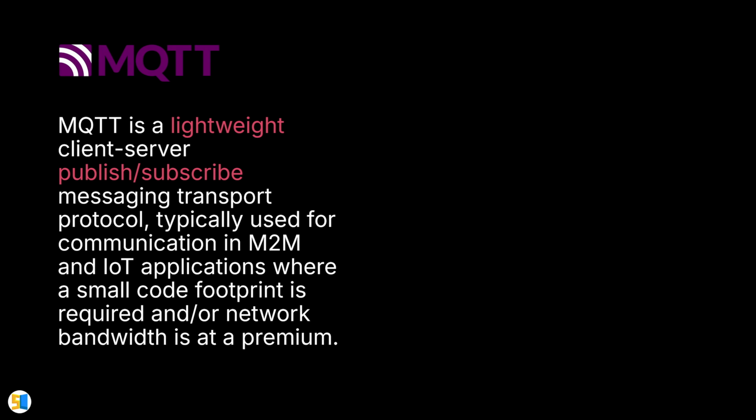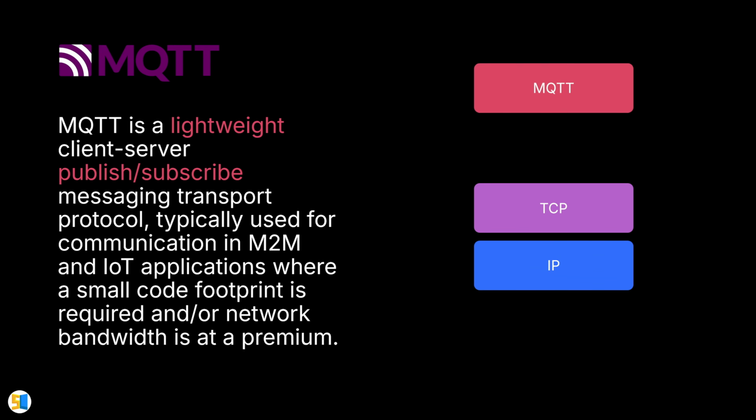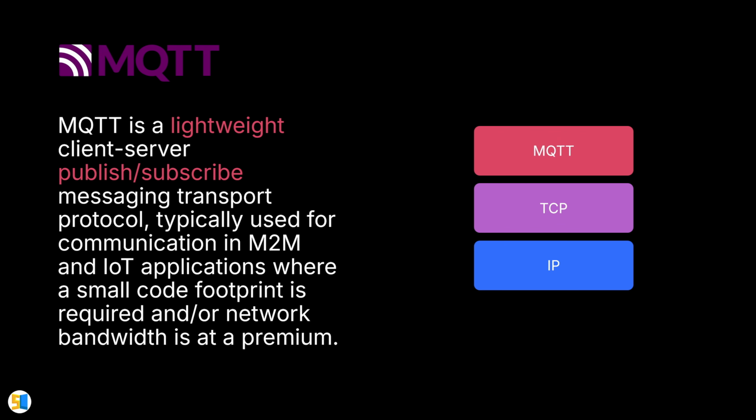MQTT, or Message Queuing Telemetry Transport, is a lightweight client-server publish-subscribe messaging transport protocol, typically used for communication in M2M or machine-to-machine and IoT applications, where a small code footprint is required and/or network bandwidth is at a premium. MQTT requires TCP/IP. It uses persistent TCP connections. So TCP guarantees the package will be transferred reliably.